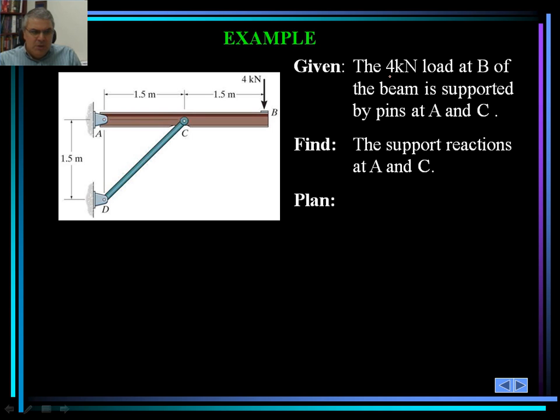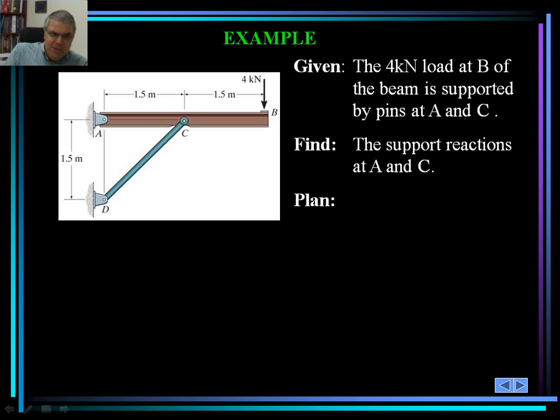Given the 4 kilonewton load at B, the beam is supported by pins at A and B. So we have the situation as such. The beam is supported by pins at A, D, and C. We would like to find the reactions at A and C. We need to develop some kind of a strategy to solve such a problem. So let's take a look at that for a minute. Try to see what's the best way to do this.